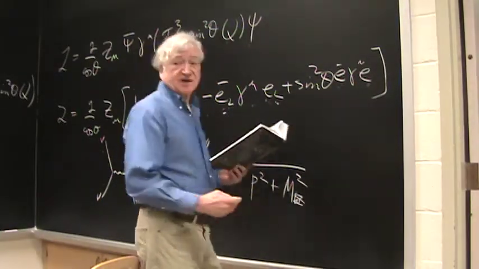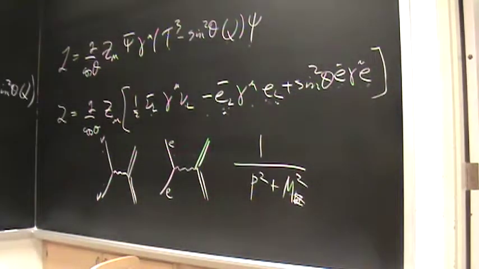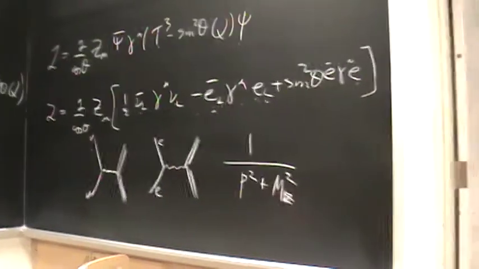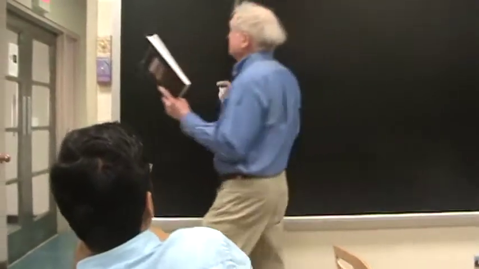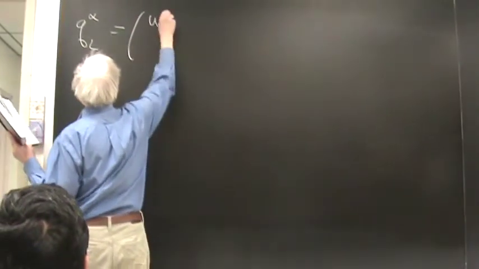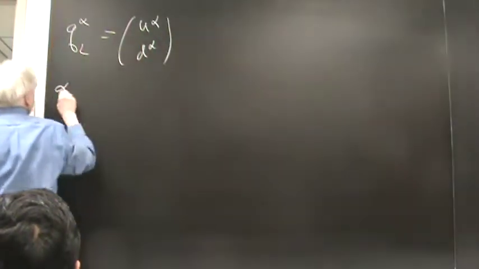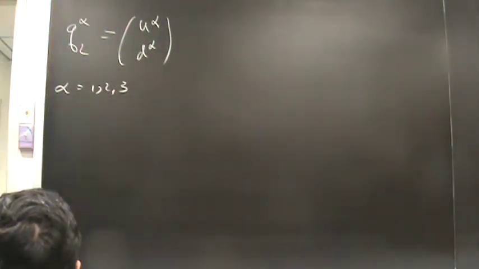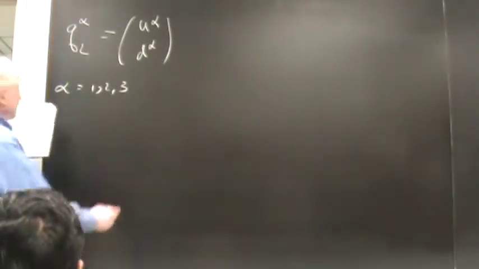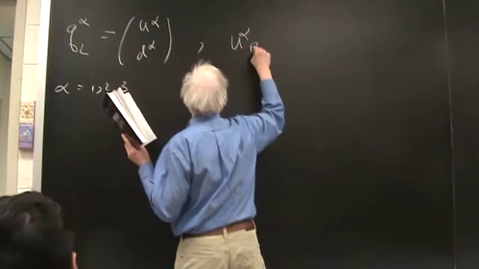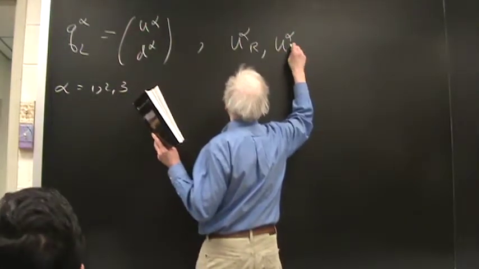Anyway, all right, so how do you put quarks in this? All right, so we've got 5 or 6 minutes to put in quarks. Well, you put in the quarks in the same way that you put in the electrons, effectively. You say there's a quark doublet, quark left, and we have an alpha on that. So it's U alpha, D alpha. What is alpha? Alpha is 1, 2, or 3 for the 3 colors. And then you have U alpha right and D alpha right.